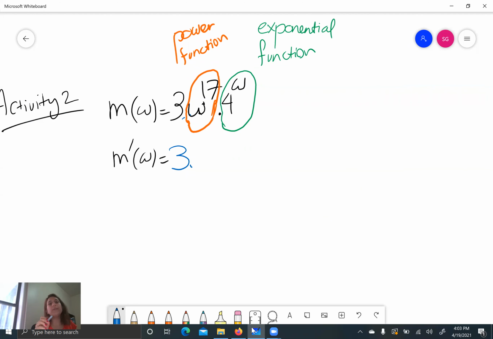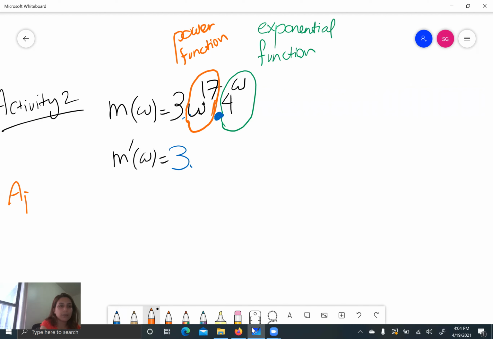Now take the derivative, okay. So first identify the operation. What type of operation do we have here? Multiplication. We have the multiplication. M is a function that is the product, the multiplication of a power function by an exponential function. So it's like we multiplied a power function by an exponential function. So we can apply the product rule.